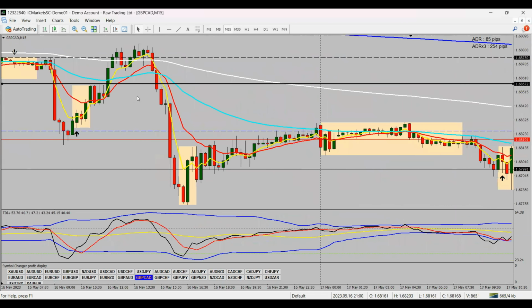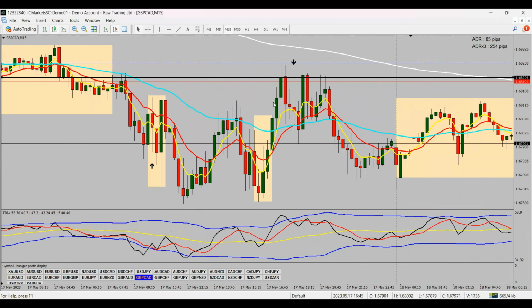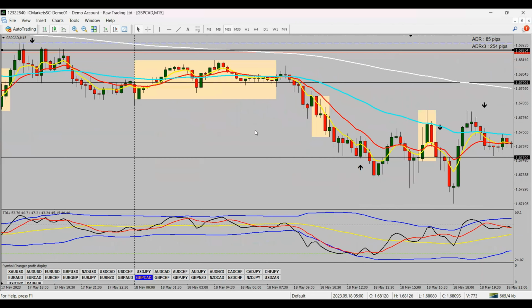Okay, so we have our Asian ranges. This might be about our Asian midline somewhere around here. So what did price do? Price came and tapped the Asian midline, also close to a quarter point, and then we had that nice sell-off there. So that is how we use our Asian ranges.